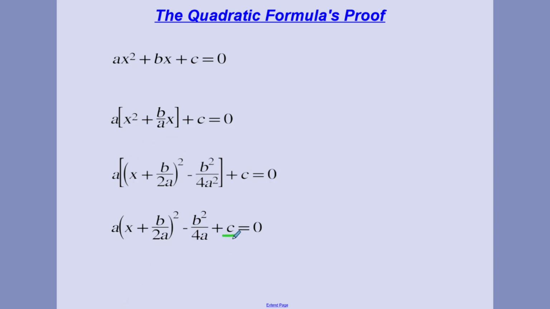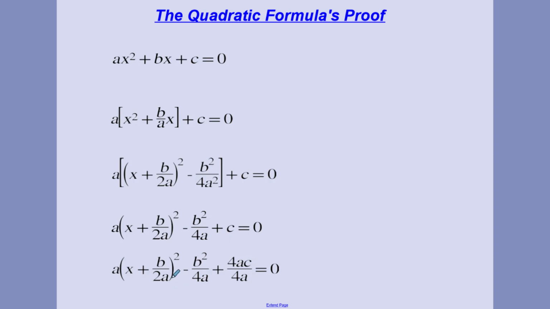Now, the term c can be written as a fraction, c over 1. The aim is to simplify the two fractions, the second and the third term, by writing c with the common denominator of 4a. So multiplying c over 1 by 4a over 4a, numerator and denominator, gives us 4ac over 4a. Now we have the second and third term with the common denominator 4a.